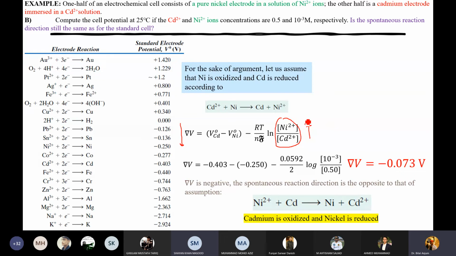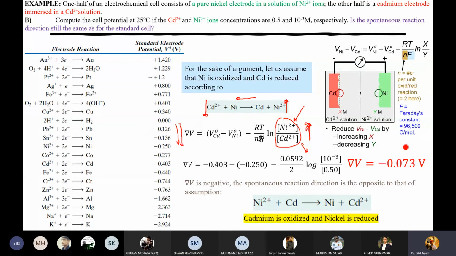And one way to increase this value is if I increase Ni2+ or I decrease Cd2+. That is, if Ni2+ goes up, the cell potential will decrease, and if cadmium 2+ decreases, the cell potential will also decrease. Is this clear? In other words, a lower cell potential means the reaction is going backwards. So if I have to reduce the cell potential, I can do so by increasing X, which is the product, or by decreasing Y, which is the reactants.